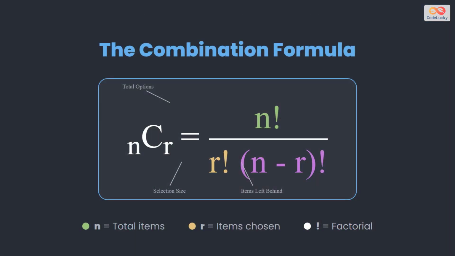Here is the mathematical formula used to calculate combinations. It is read as n choose r. The n represents the total number of items available to choose from, and the r represents the number of items you want to select. The exclamation points represent factorials, which are the key to this calculation.